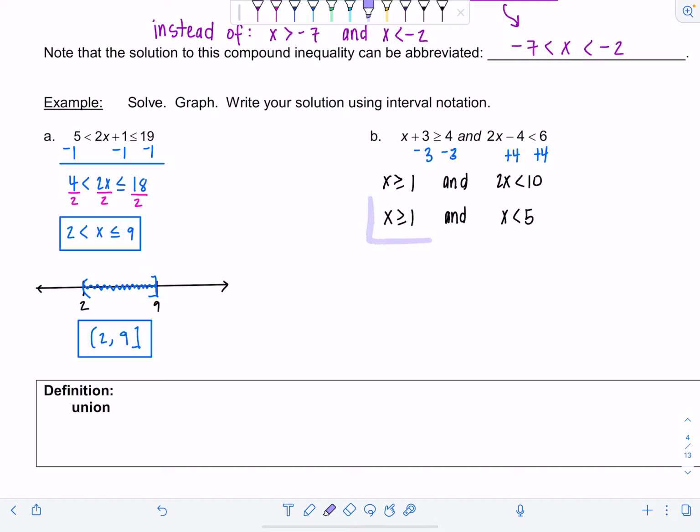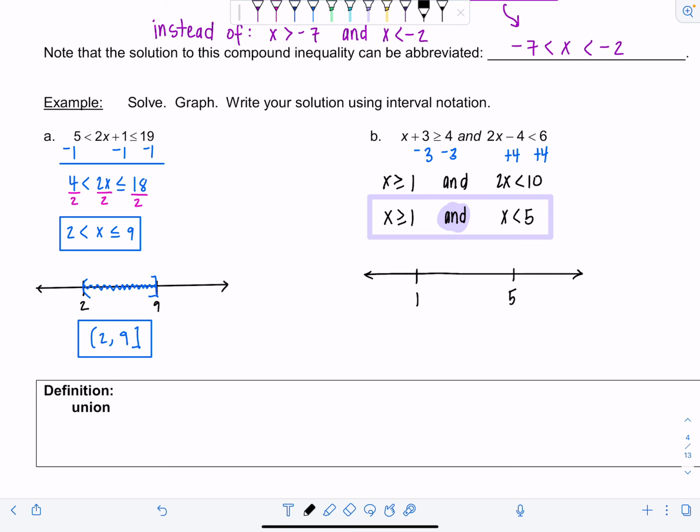Okay, so let's graph these two and then see where the overlap is. I'm looking for the overlap because notice we have the word and between them. So here's 1, here's 5. X is greater than or equal to 1. So we will put a bracket and shade which way? Yes, good, to the right.